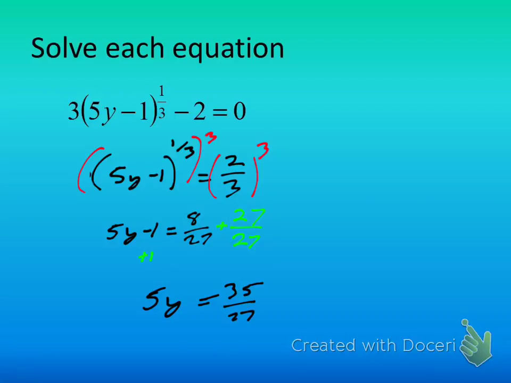Now, divide by 5, also known as multiplying by 1/5. When you do that to both sides, what happens here? They reduce, to 7.